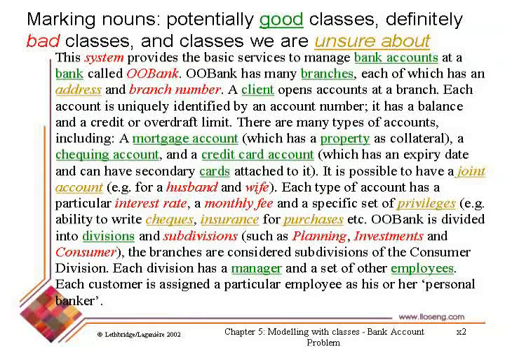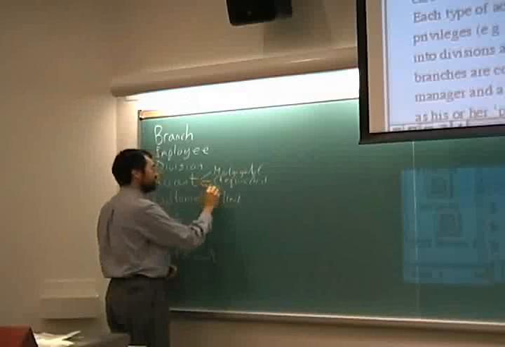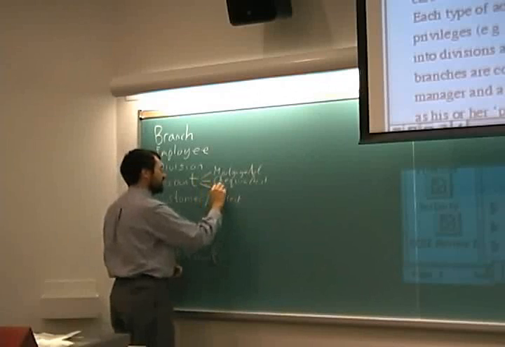Anybody else think of any other classes in this list that we might want to have? Yeah. Mortgage account, checking account, credit card account. Okay, what I'm going to do there is I immediately know that I already have an account. So I'm going to put mortgage account, checking account, and what's the other one? Credit card account.